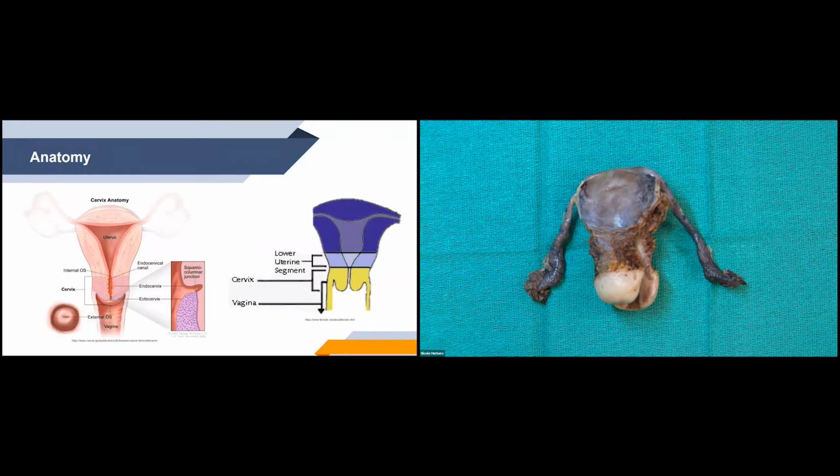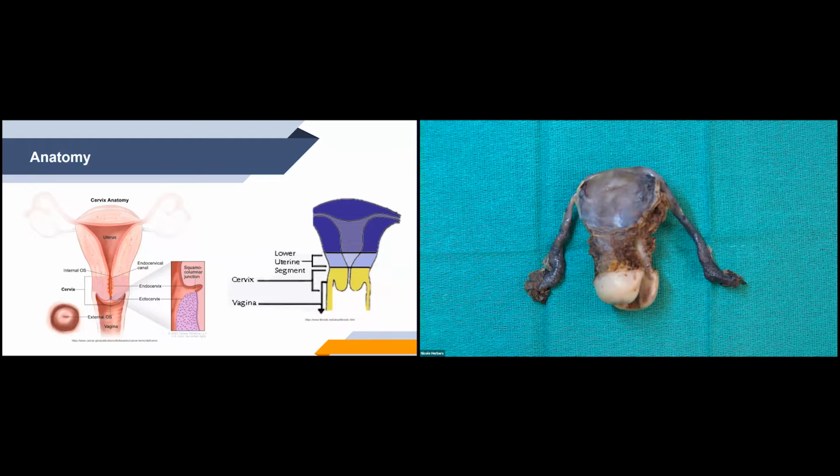So at the base of the uterus is the cervix, and this can be divided into two main parts. So the endocervix, which is the inner part of the cervix that leads into the uterus, and the ectocervix, which is the outer part of the cervix. The junction between the endocervix and ectocervix is the transformation zone, and this area contains both glandular cells from the endocervix and squamous cells from the ectocervix.